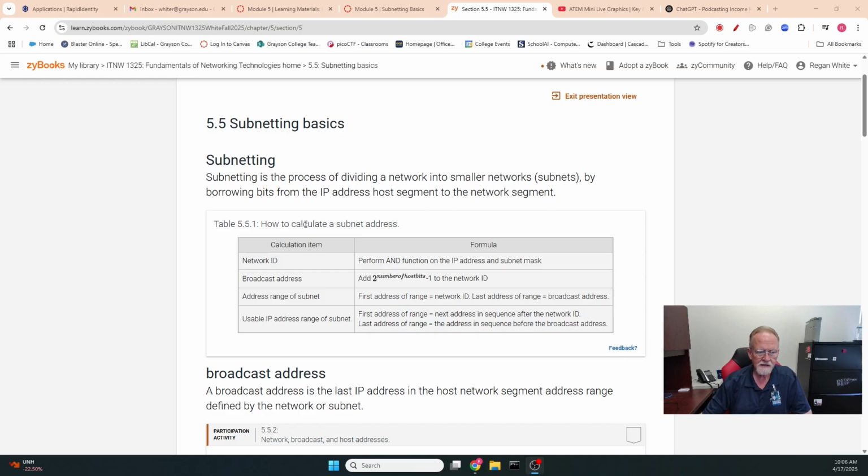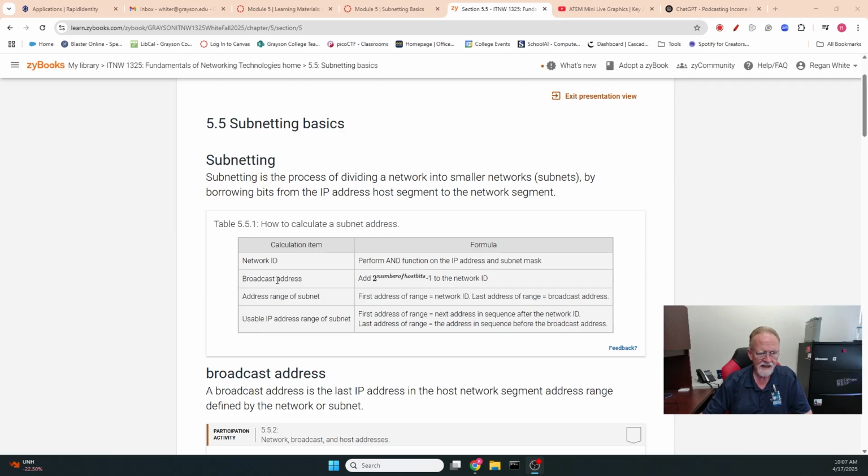So to calculate subnet address, first of all, the network ID, you've got to perform an AND function on the IP address. Remember we learned about ANDing last time, that's basically multiplying. And then determine the broadcast address. You're going to add 2 to the number of host bits minus 1 to the network ID.